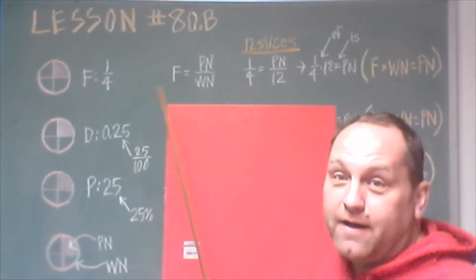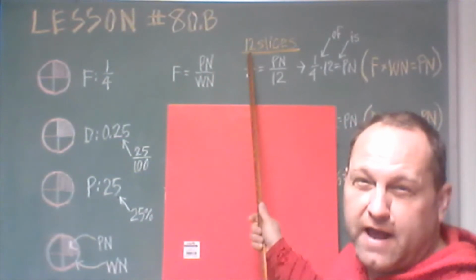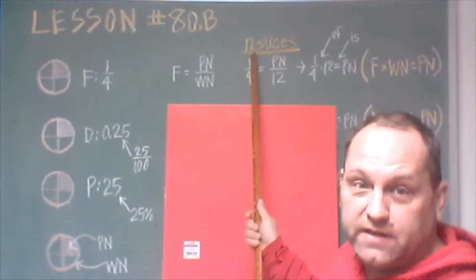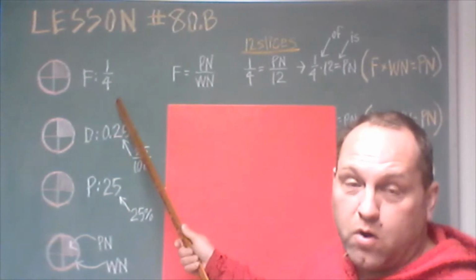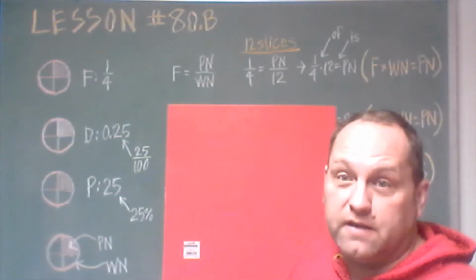Anyway, what we're going to do is change that ratio. Let's say I want to cut my pizza into 12 slices now instead of 4. So then how many pieces of pizza am I going to give you?